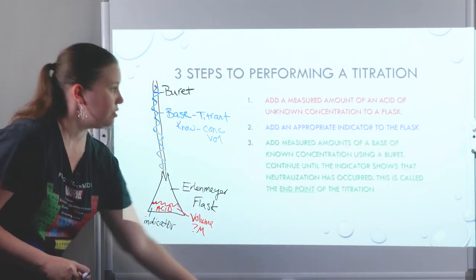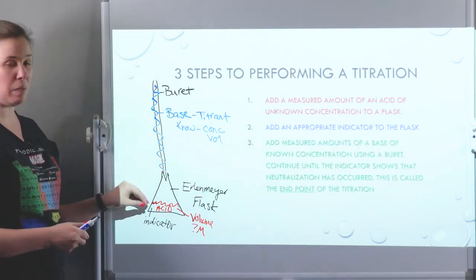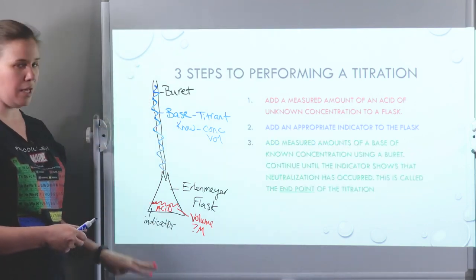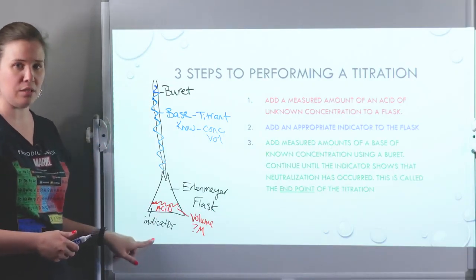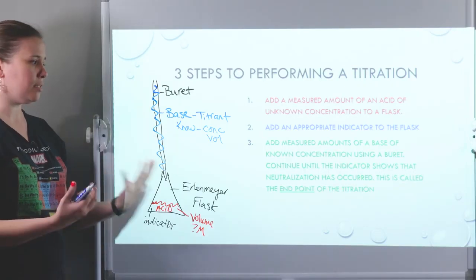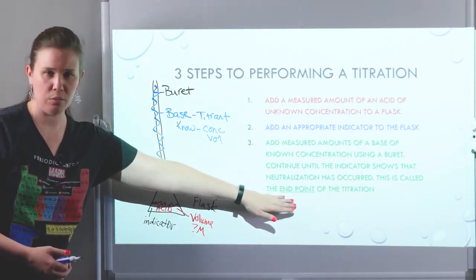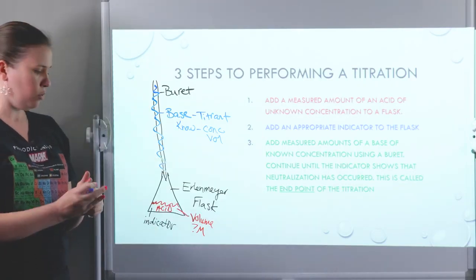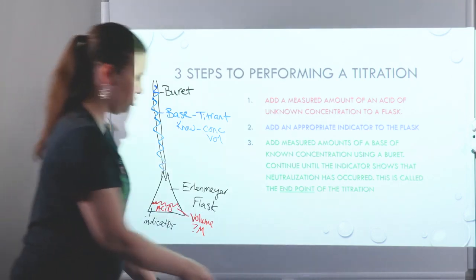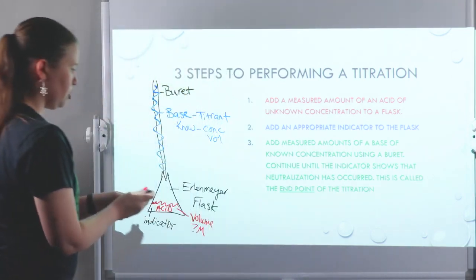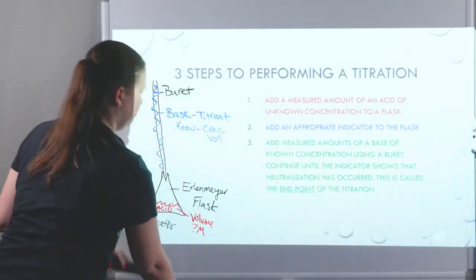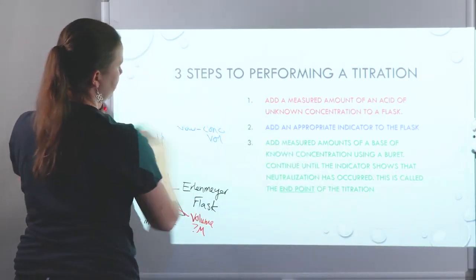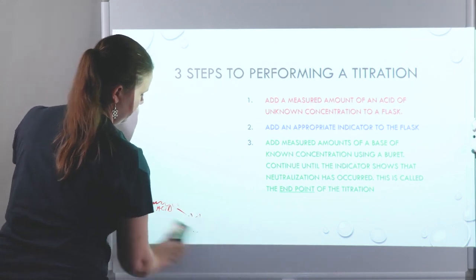So once we have this all set up, then we can start dispensing the base into the acid or vice versa. And then we're going to watch the color change based on the indicator so that I know when to stop. Stopping would be based on the end point, or the point where we reach this neutral solution, where we know neutralization has occurred. So 3 steps to performing a titration.